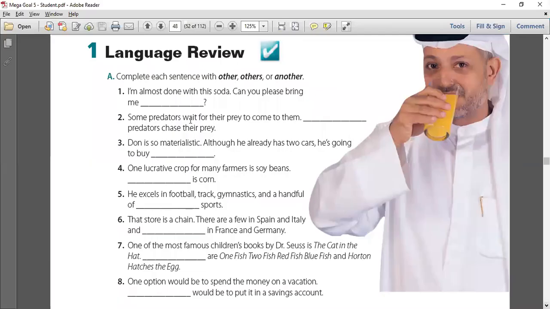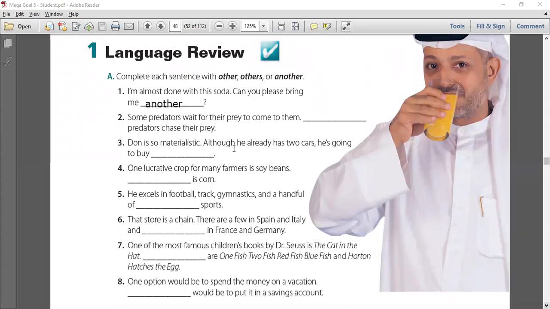Now, what do you think, Thalith? You can participate in the chat if it's easy for you. Number one, I'm almost done with this soda. Can you please bring me another? Yes, thank you. Why? Which subject do I refer to when I say another? I refer to the soda, this soda. So it's singular. That's why I'm going to use another.